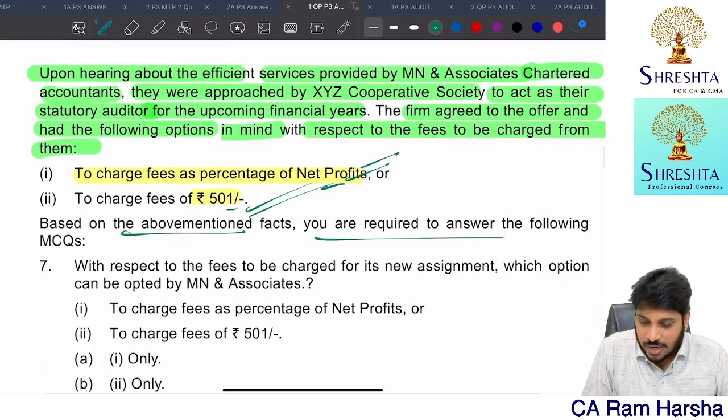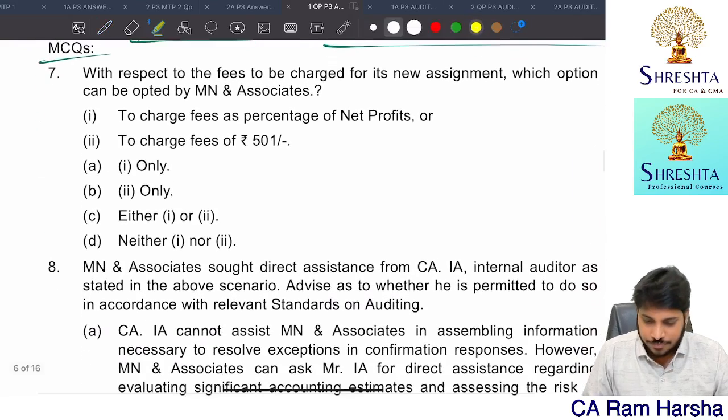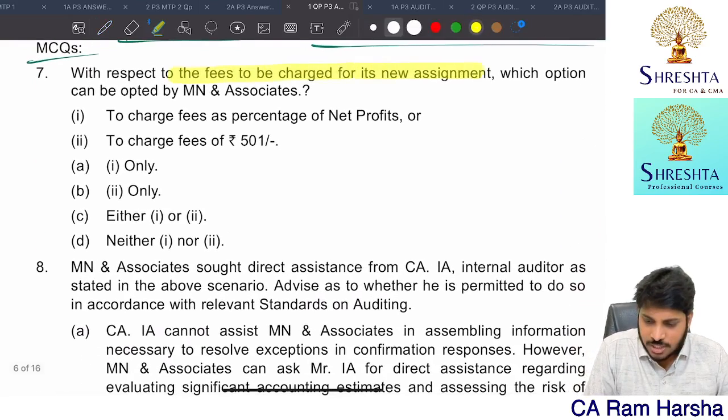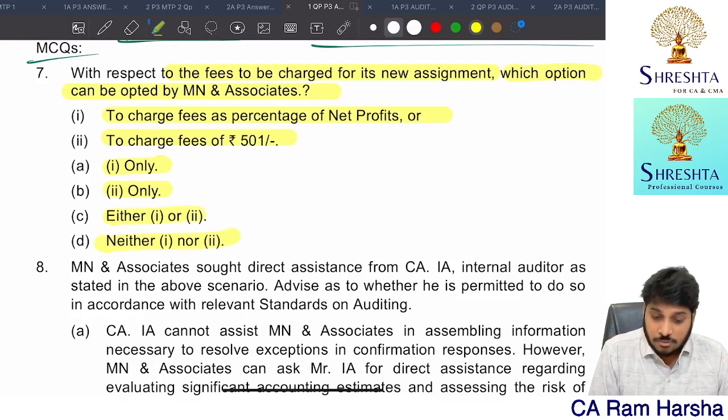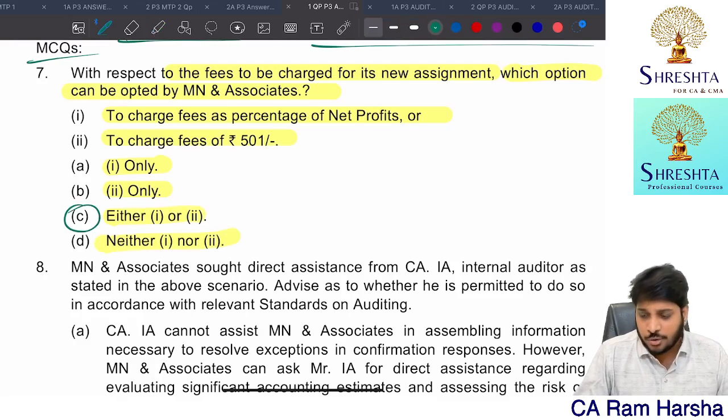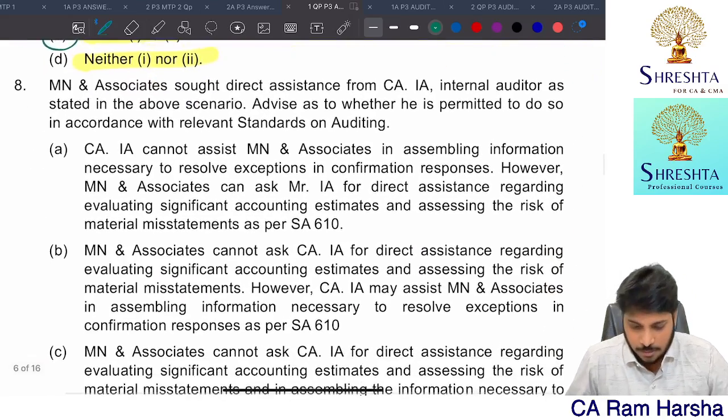Based on the above mentioned facts, you are required to answer the following MCQs. With respect to fees to be charged for the new assignment, which option can be opted by MN and Associates? 1, to charge as a percentage of profit, or 2, 501 rupees. Only 1 is permitted, only 2 is permitted, either 1 or 2, neither 1 nor 2. Either, any of these you can go for. Option C.